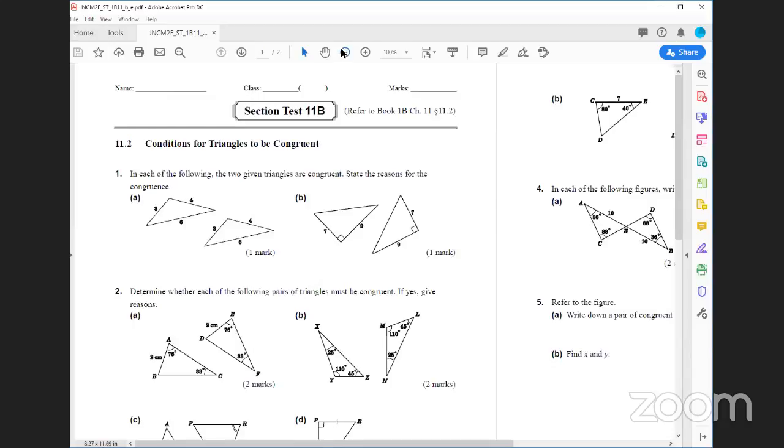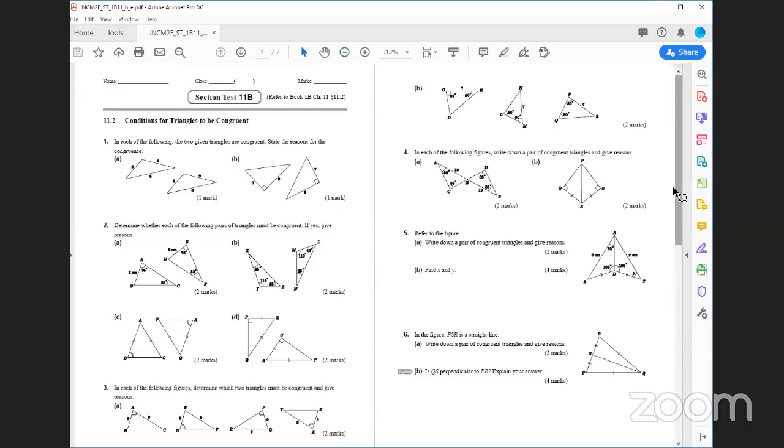Number 1 to 5, I need to do. And then how about number 4? Anyone wants to ask anything about question 4?